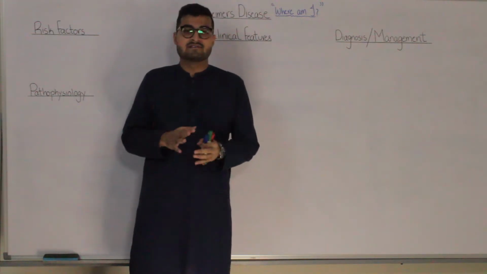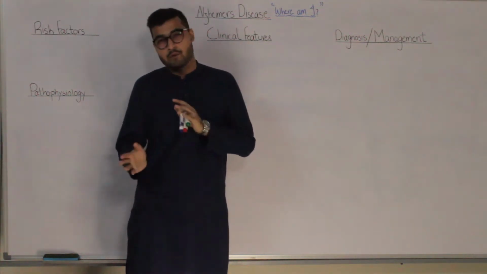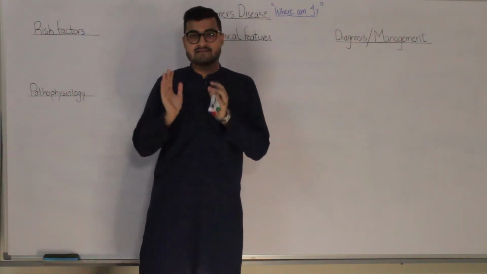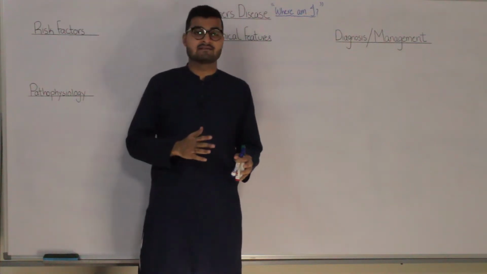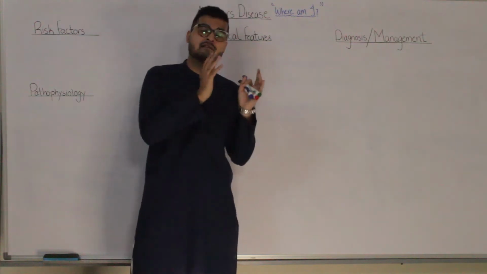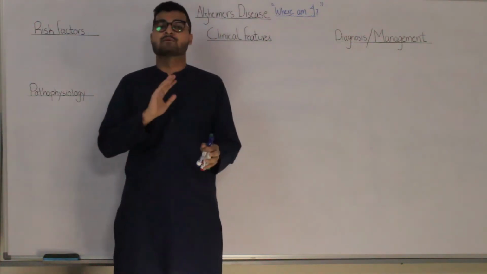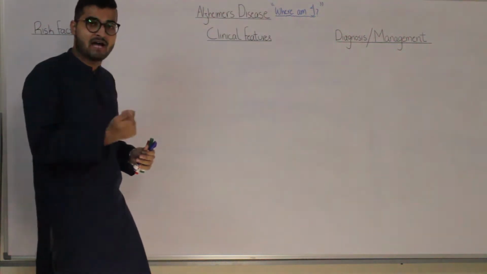Alzheimer's disease is basically a common cause of dementia in old age adults. So let's see what happens in Alzheimer's disease. We're going to discuss everything in this lecture, starting from the pathophysiology, the risk factors, the clinical features, and the diagnosis and management of Alzheimer's disease. So let's start with the pathophysiology.